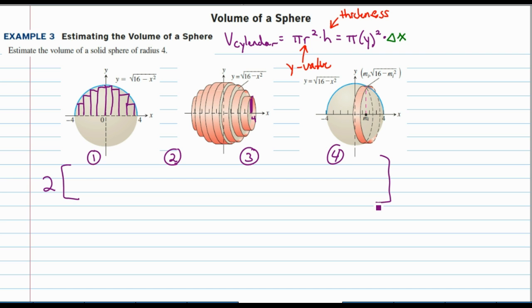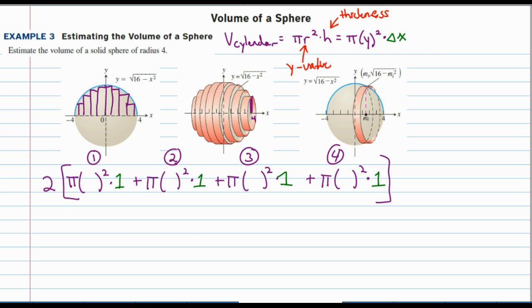So I have 4 cylinders, each pi r squared times height. Well, the height of each of them, or the thickness, is going to be 1 because it's got a radius of 4, and I'm cutting half the sphere into 4 cylinders. So the delta x in this case, the change in x or the thickness, is going to be 1.